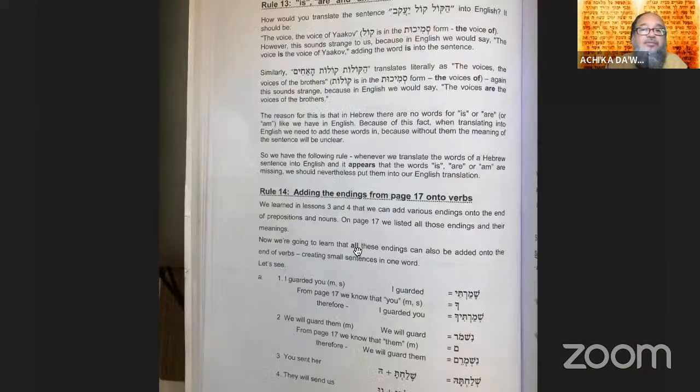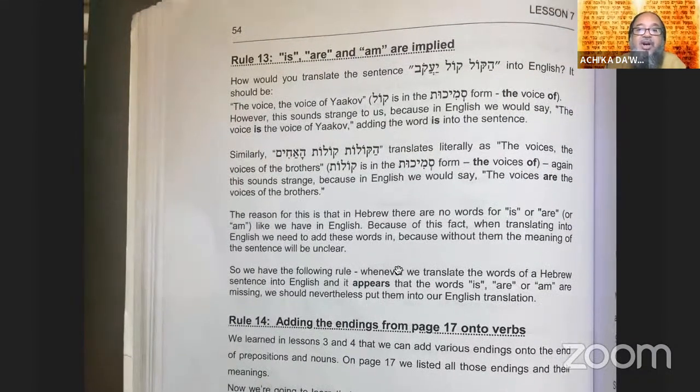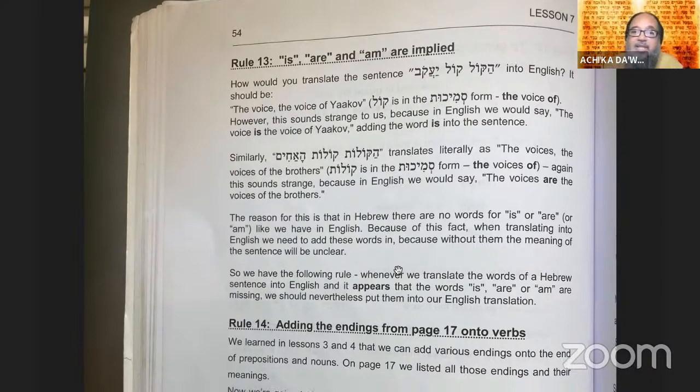Okay. Here we have rule number 13. Very simple. I'm not going to read all of it. I'll let you read that when you get it. What it means is that rule number 13 is telling us that is, are, and am are all implied. When you're translating Hebrew into English, you have to add these words, is, are, and am, to the English translation, okay? That's what we have to do.